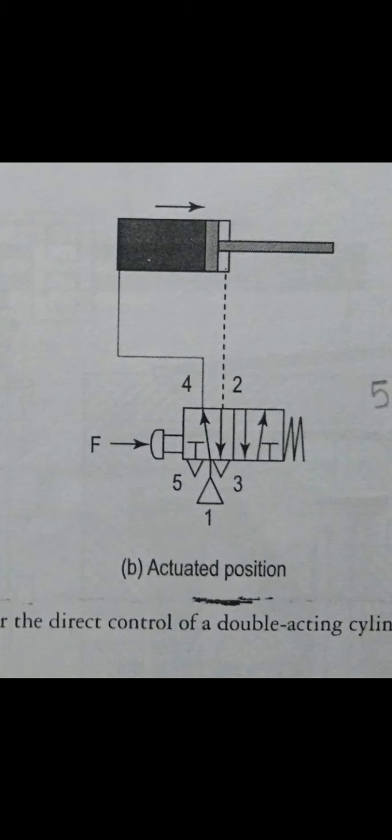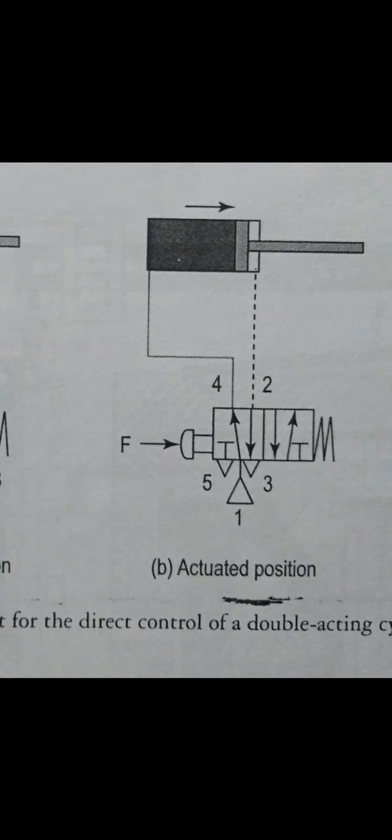1 is connected to 4, so the piston is moving towards the right, and on the right side of the piston, whatever air remained gives thrust to port 2 and it is getting released through 3.